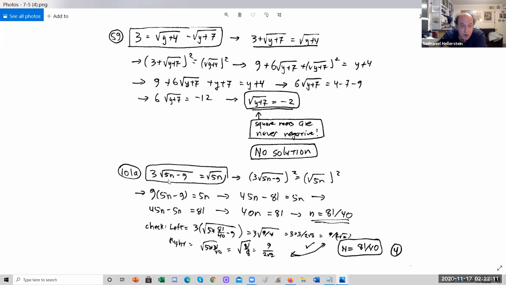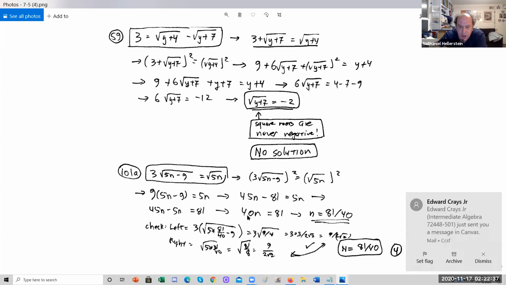Here we have 3 root 5n minus 9 equals root 5n. All right, then we can square both sides, and we do. Left side is 9 times (5n minus 9). Right side is 5n. Distribute the 9 over these terms. You get 45n minus 81 equals 5n. All right. Transpose the 5n to the left and 81 to the right. 45n minus 5n equals 81. 40n equals 81. n equals 81 over 40.